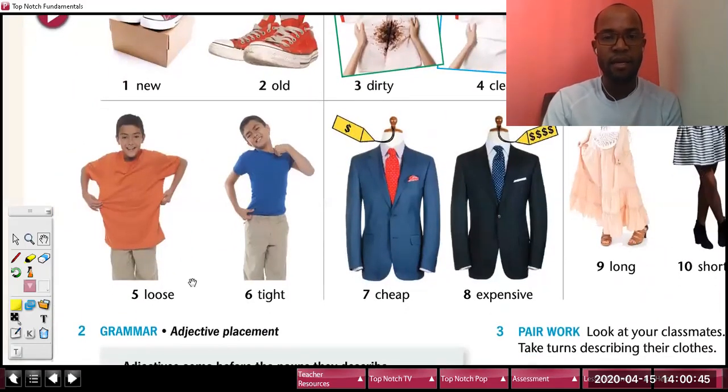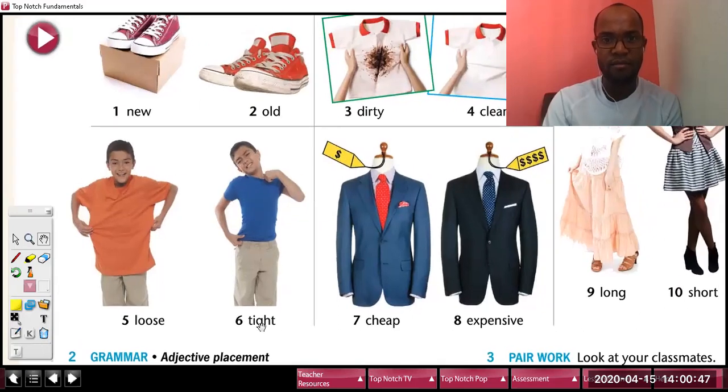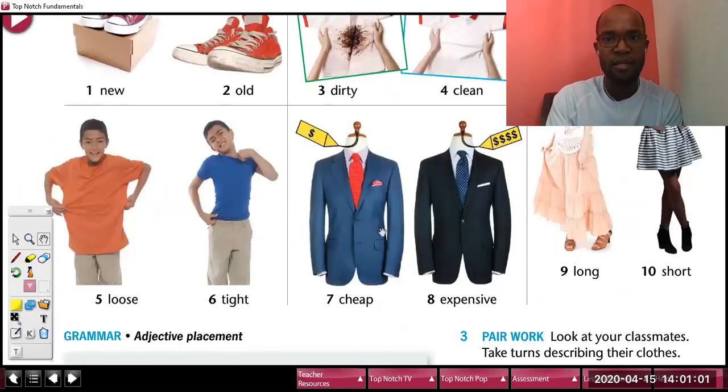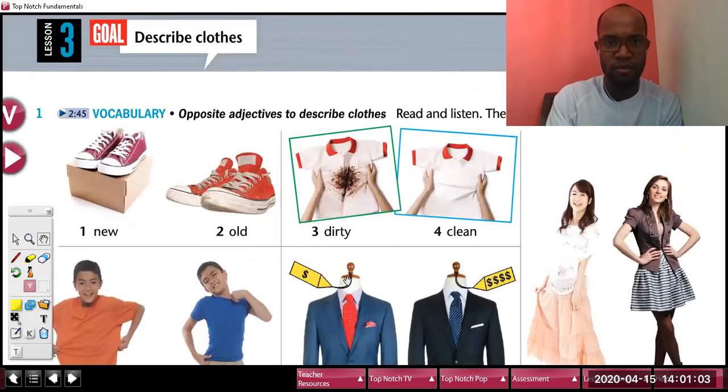And my t-shirt is tight. Look, it's tight. It's not loose. My t-shirt is cheap. It's not expensive, right? So tell me about your clothes.